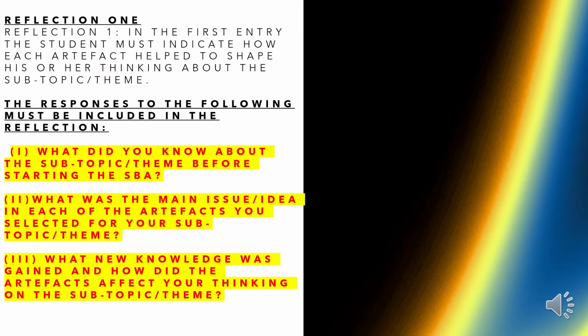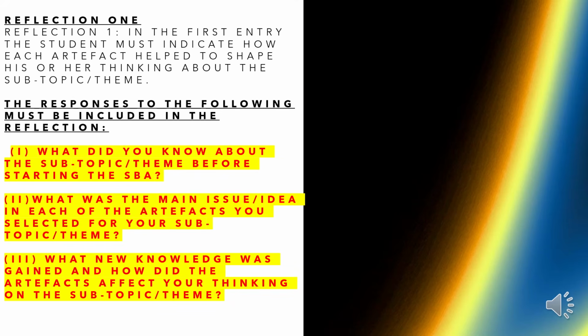Reflection 1. In the first entry, the students must indicate how each artifact helped to shape his or her thinking about the subtopic or theme. The responses to the following must be included in this reflection.